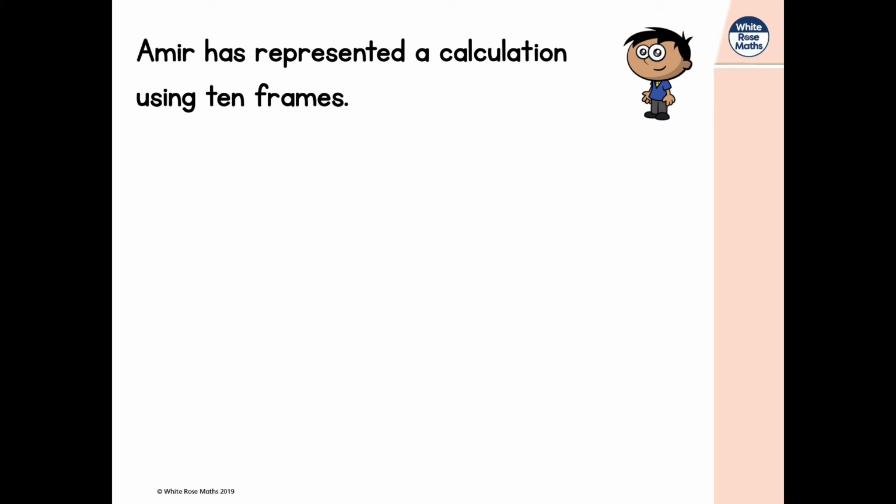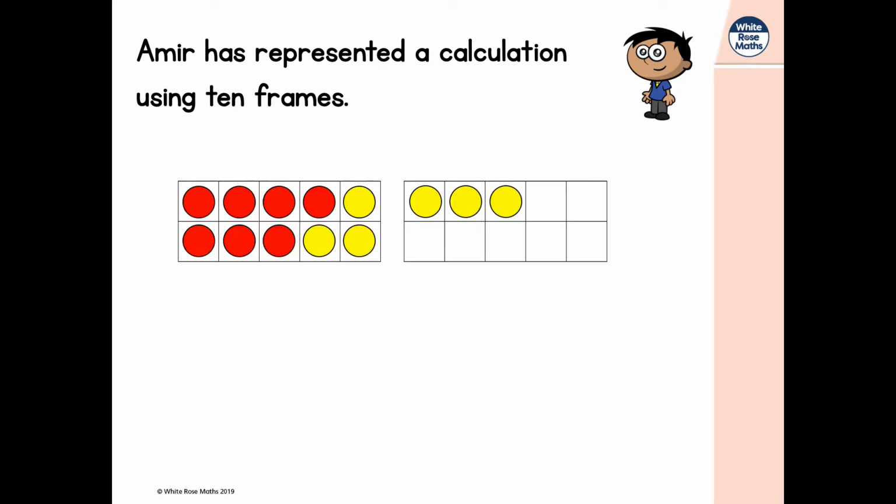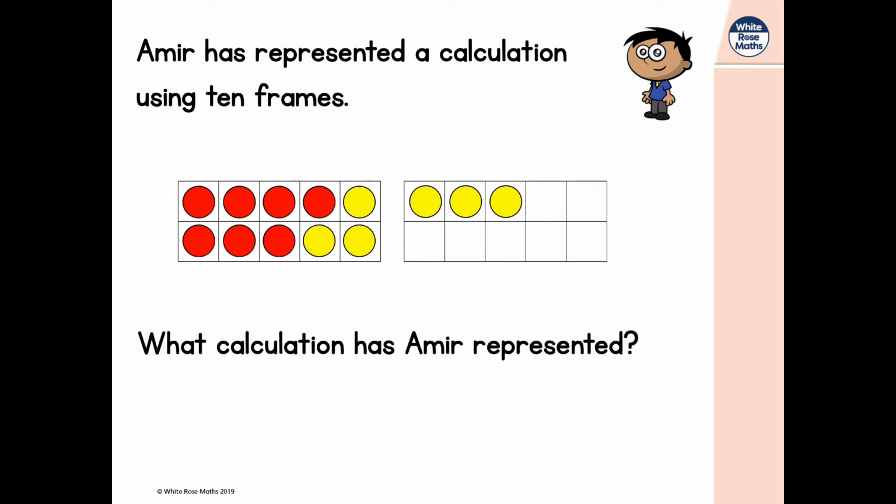Amir has represented a calculation, and he's also using 10 frames. Here's what Amir built. He also used red counters and yellow counters. What calculation has Amir represented? Well, once again, let's look at the red counters. How many are there?